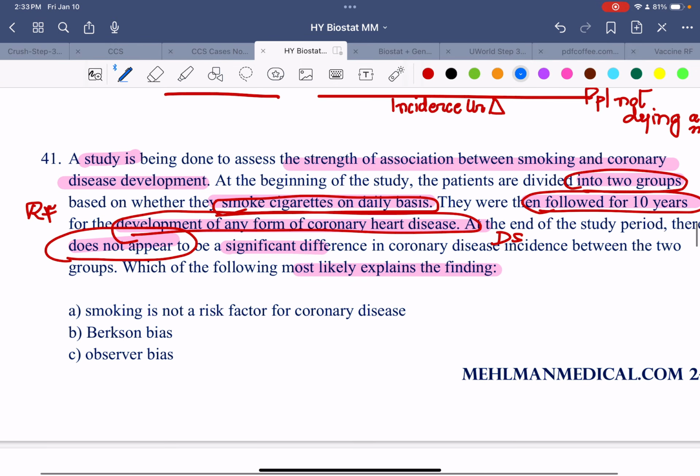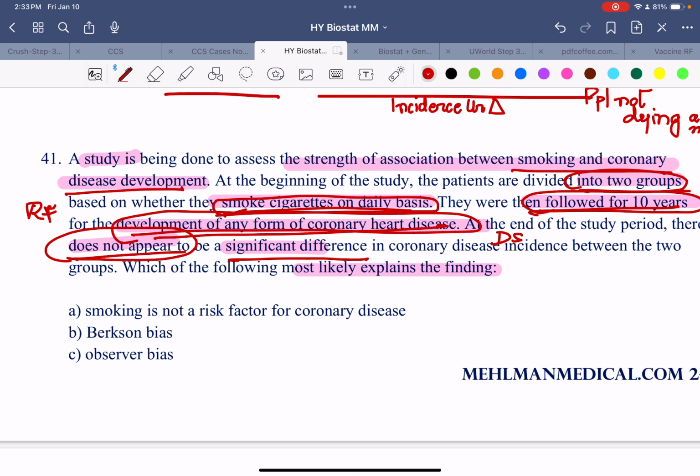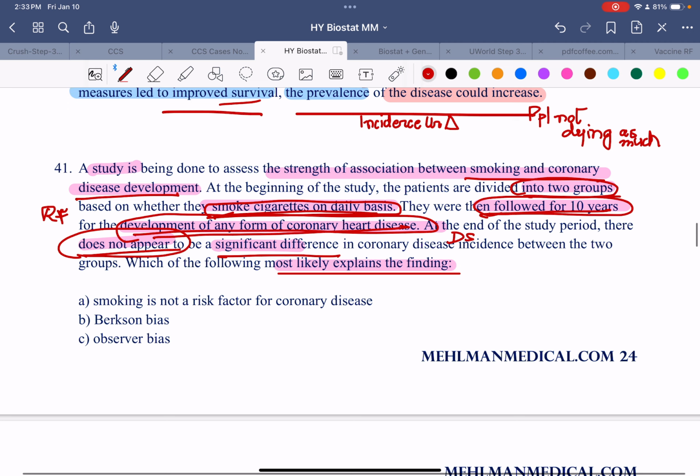41. A study has been done to assess the strength of association between smoking and coronary disease development. At the beginning, the patients are divided into two groups based on whether they smoke cigarettes on a daily basis, and then they are followed for 10 years for development of any form of coronary heart disease. At the end of the study period, there does not appear to be any significant difference in the coronary disease incidence between the two groups. Which of the following is the most likely explanation of these findings?